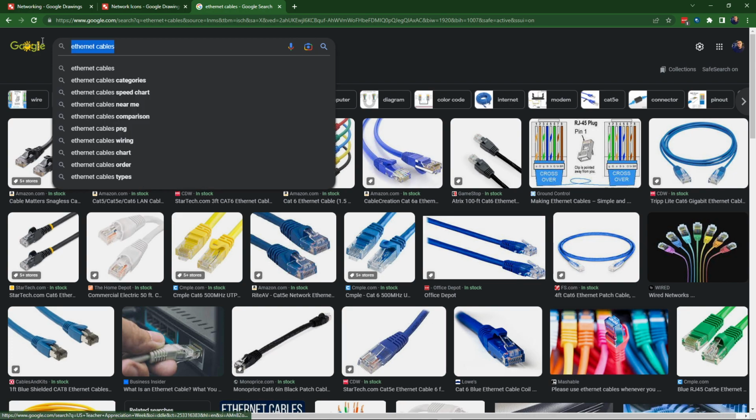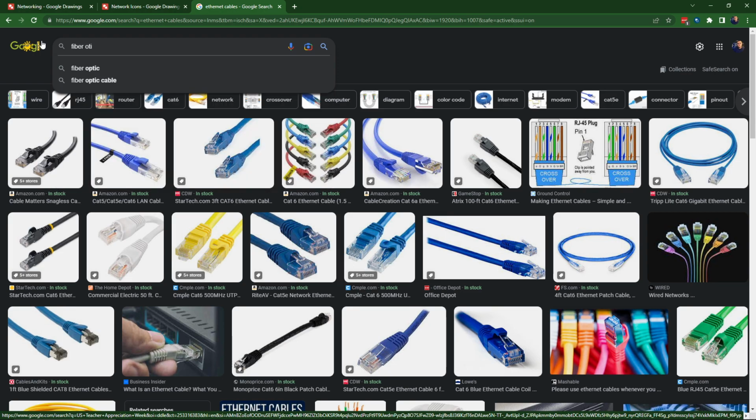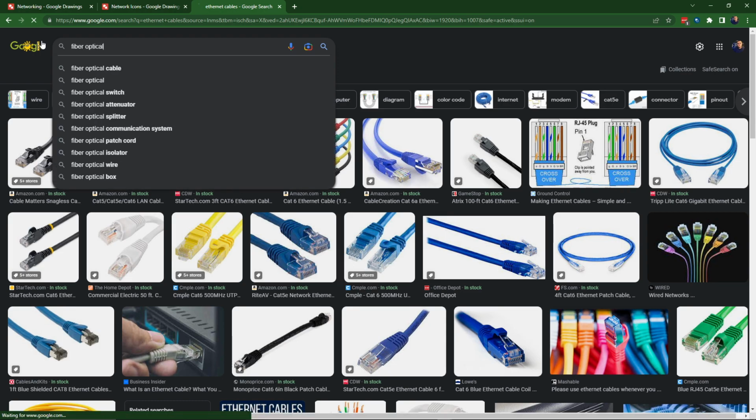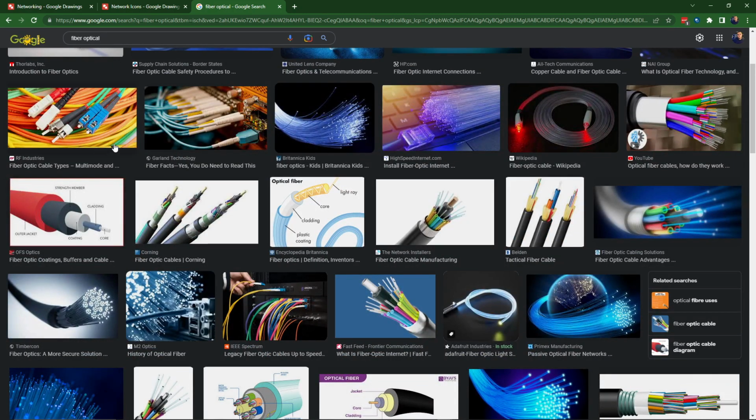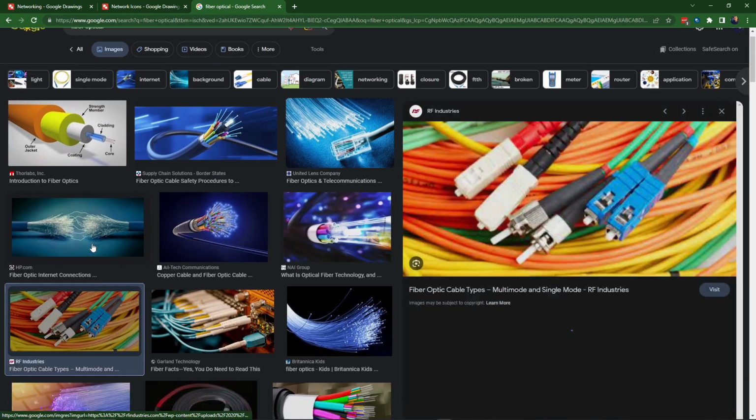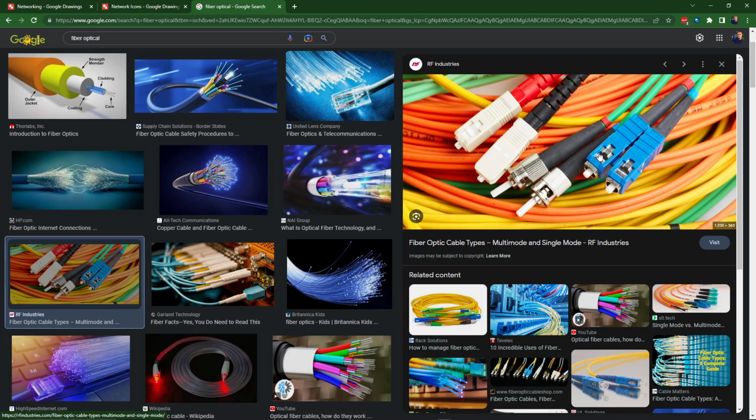We also have optical cable, or fiber optic cable. Now, optical just has to do with light, right? So you may see some different cables, but you've probably seen examples of these little tiny fibers that look like light. Maybe something like this, and here's an excellent example right here of some optical cables that you may deal with.